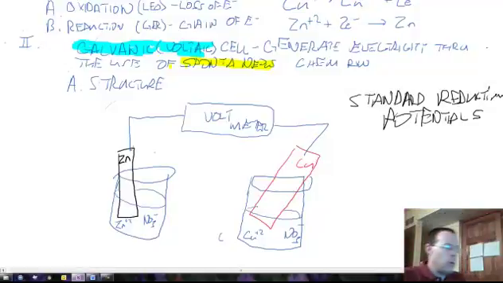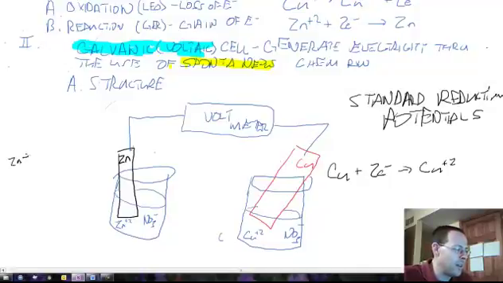Alright? So if we're comparing copper and zinc, copper is more likely to be reduced. So really copper is more likely to gain electrons and turn into copper metal than zinc is. In any kind of cell, only one thing can be reduced and one thing is going to be oxidized. So if copper is being reduced, it means that zinc necessarily is going to be oxidized. So our half cell for zinc is going to look something kind of like this.